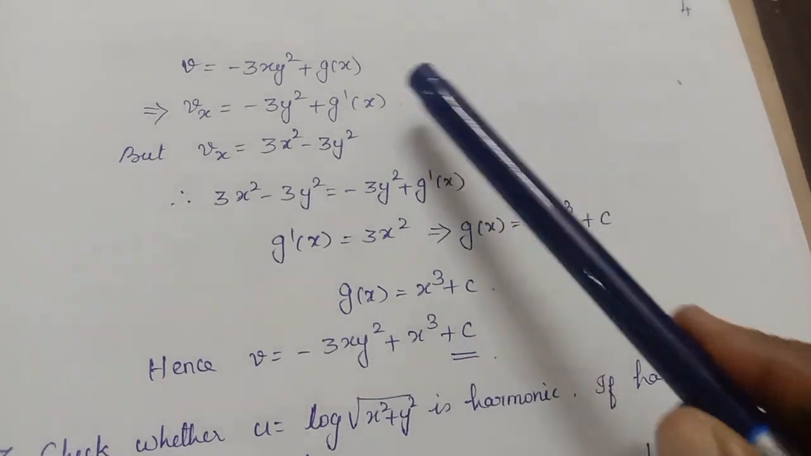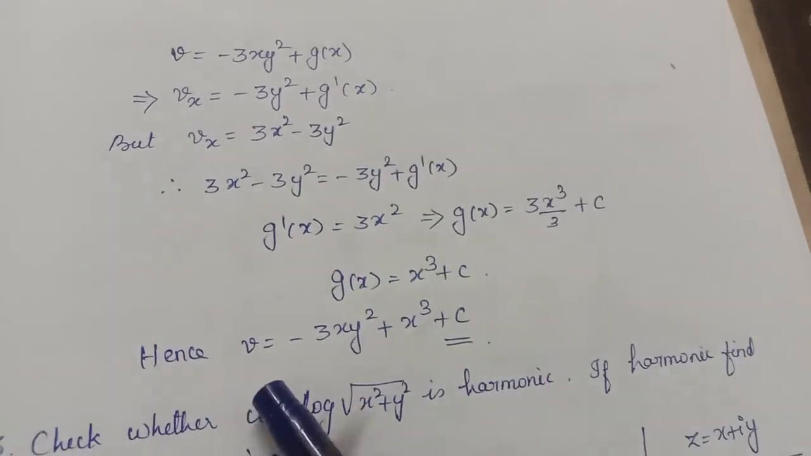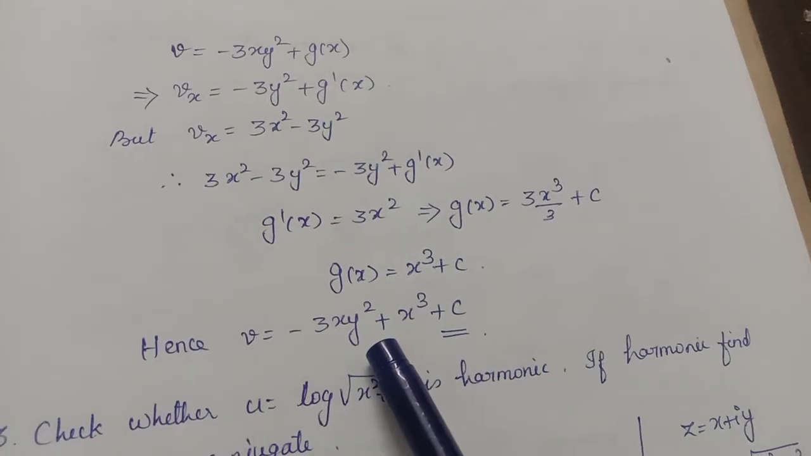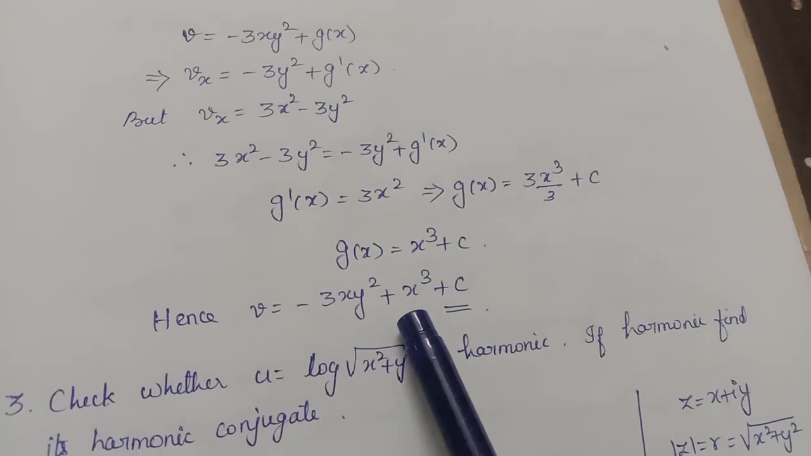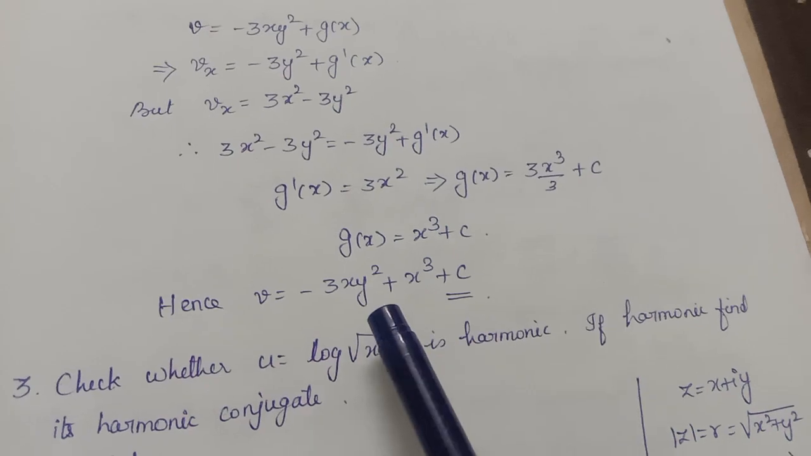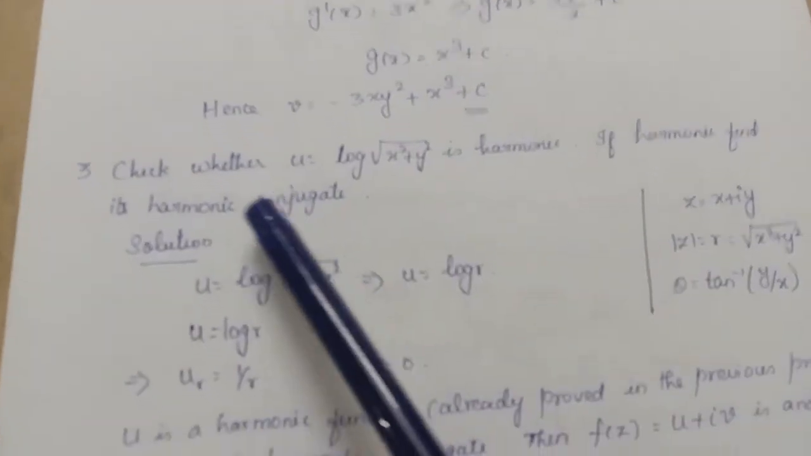Now substitute this value of g of x in this expression. So v equal to what? Minus 3xy square plus x cube plus c. So this is the harmonic conjugate of our u. Okay, right. Then next problem.